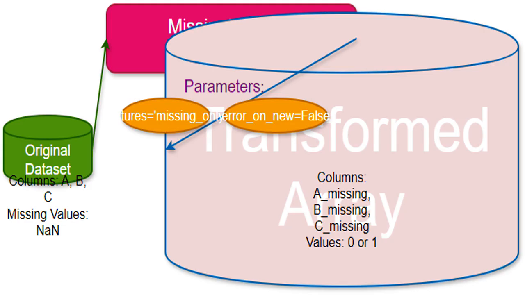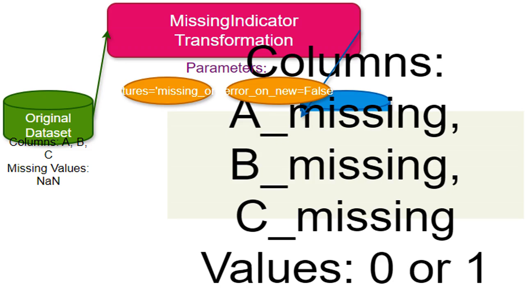After I use MissingIndicator I get a new array. This array shows me where the missing values were in the original dataset. The new array has columns like A_missing, B_missing, and C_missing. 1 means a missing value in that column's original row. 0 means no missing value.